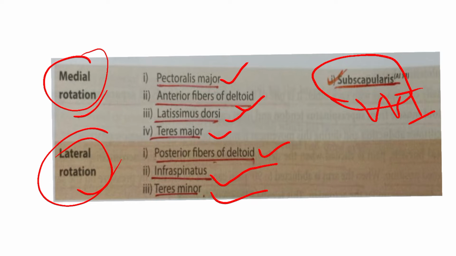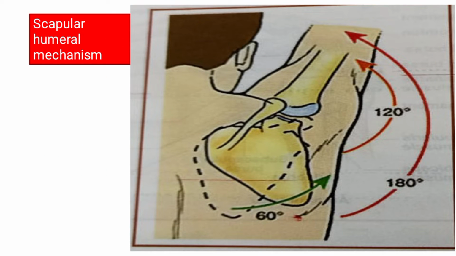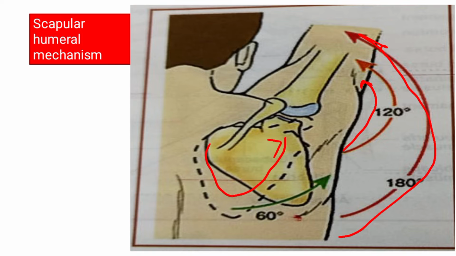And now the scapulohumeral mechanism. Movement at the shoulder joint occurs not only at the glenohumeral joint but is also contributed by rotation of the scapula on the thoracic wall. In abduction, out of a total 180-degree elevation, the humerus moves 120 degrees at the shoulder joint. The remaining 60 degrees is done by rotation of the scapula.